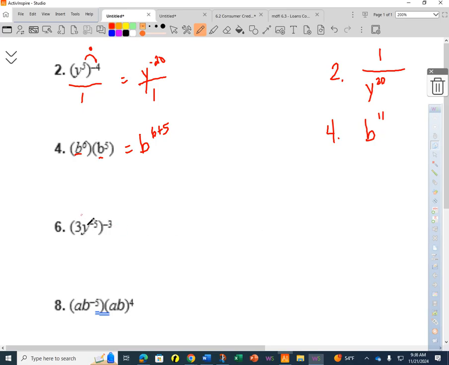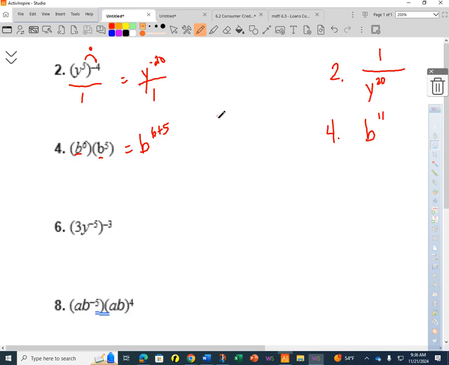All right, so for number 6, 3 times y to the negative 5th power raised to the negative 3rd power. So is this a power to power problem or like base times a like base problem? What do you think? Brooklyn? Is this a power to power problem or are we multiplying like bases?